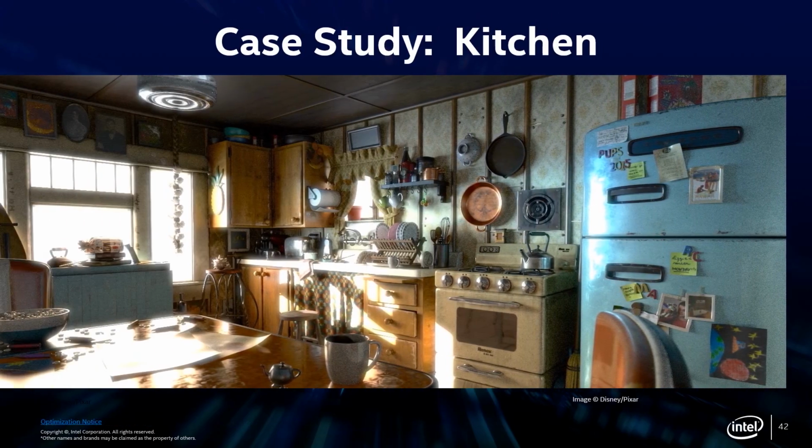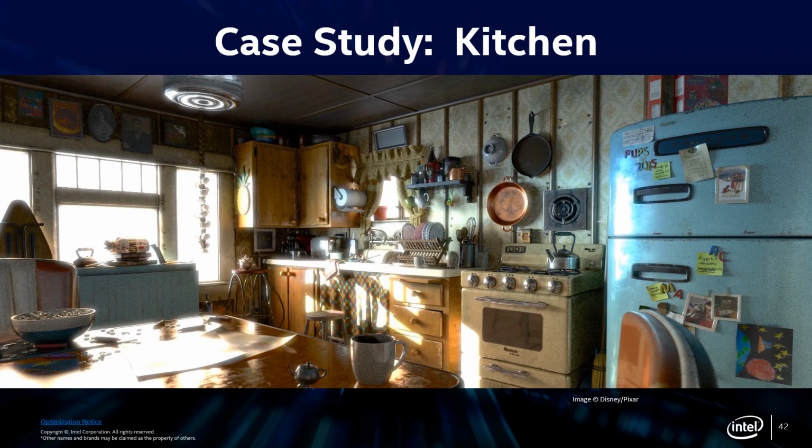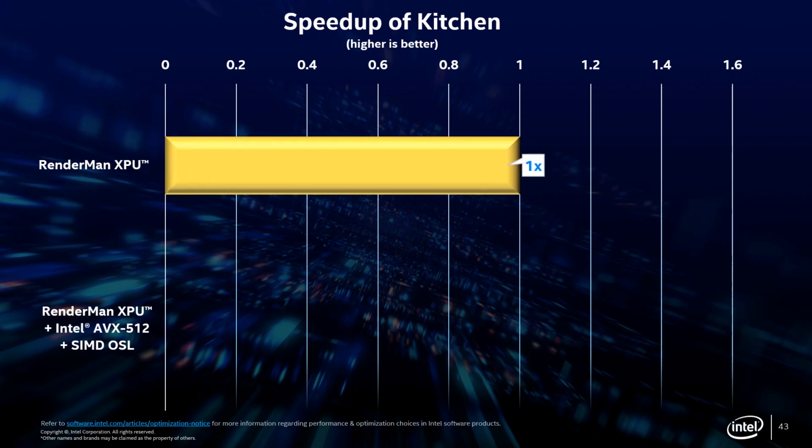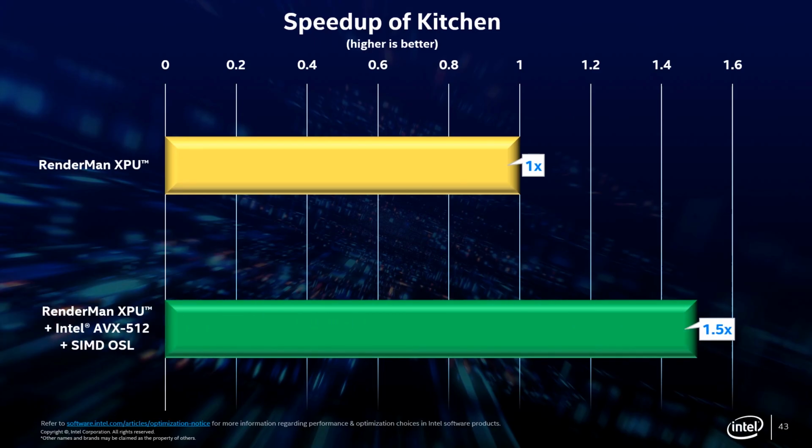The kitchen is another texture-heavy scene. It has many different objects and textures. It'll be a good scene to round out our investigation. Let's see how it measures out. As we didn't have an apples-to-apples scene set up for RenderMan RIS comparison, this time we'll use XPU as our baseline of 1x. Moving to Intel AVX-512 with SymDOSL, we see the render time speed up 1.5x.